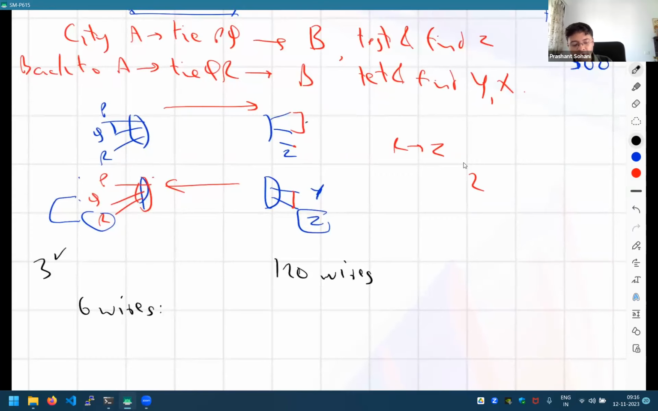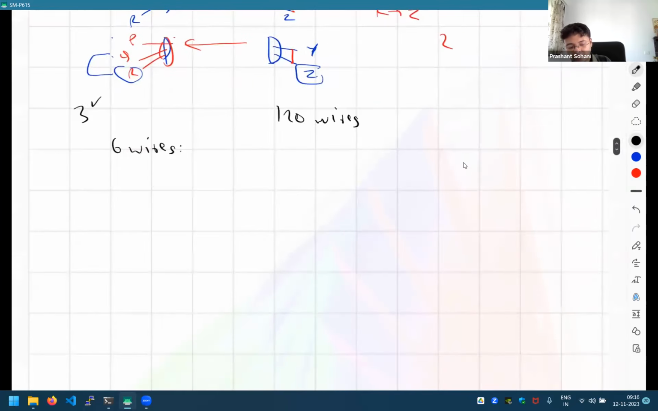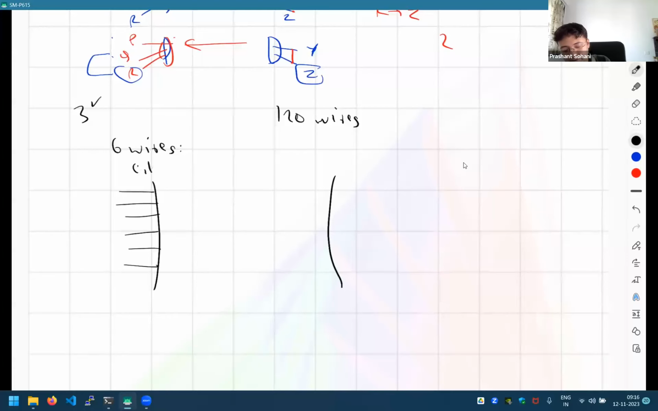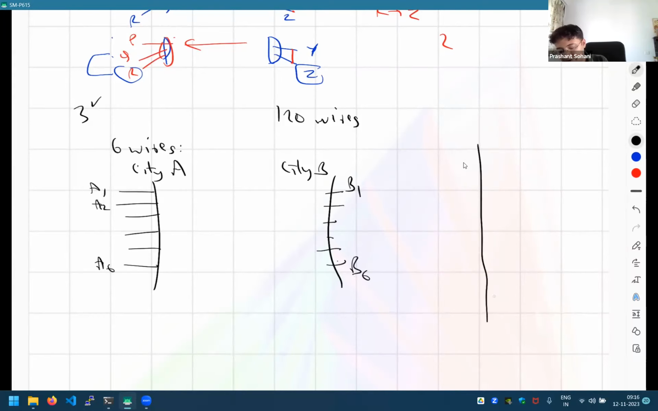Okay, so now you have six wires on the left side, and instead of calling them ABCD, let us start to give them some systematic name. So let us say this is city A, right? So we'll call these heads A1, A2 up to A6. And here also we have B1 to B6. Okay, and again you have to fill up the table: A1, A2, A6 correspond to what? And again, try to do this in as few trips as possible.